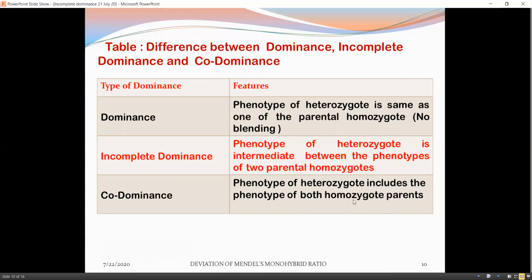Codominance: the phenotype of the heterozygote includes the phenotype of both the homozygotes, meaning both are contributing equally. Both are codominant.